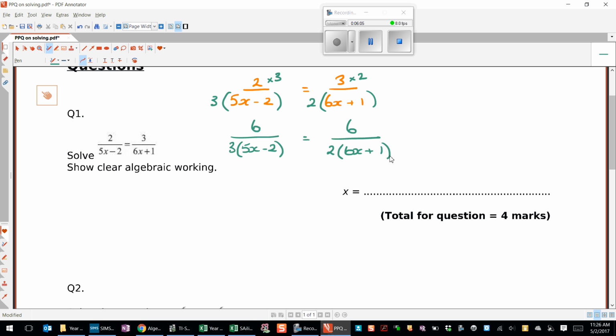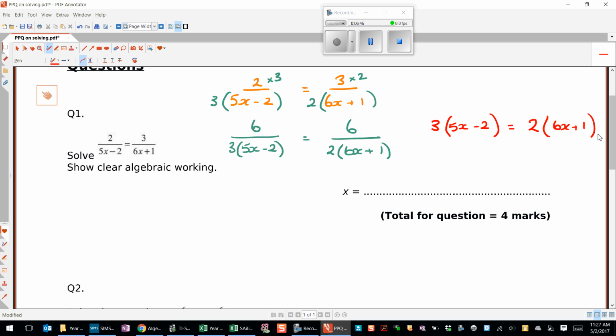Alright. What do you notice now? Well, we can make a statement first. We've got it to a situation before we worry about doing anything else. What can I now say? The numerators are the same. I know that because it's 6 and 6. But more importantly, the denominators are the same. So could I now forget the fact that they're in fraction form at all and just write 3 times 5x minus 2 is equal to 2 times 6x plus 1.